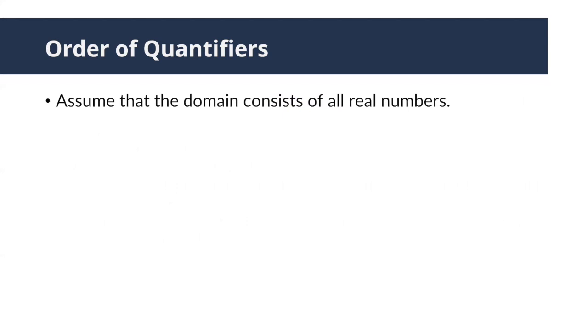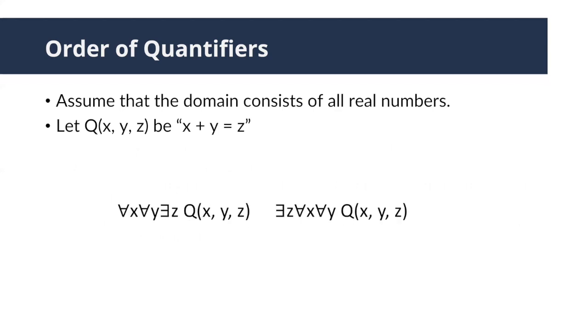Now let's see another example, which involves 3 variables. Assume the domain consists of all real numbers. Q(x,y,z) denotes x plus y equals z. And you have 2 logical expressions. The order of the quantifiers is slightly different. You can see exists z here, exists z here. Are they the same? You can pause the video and think about it.